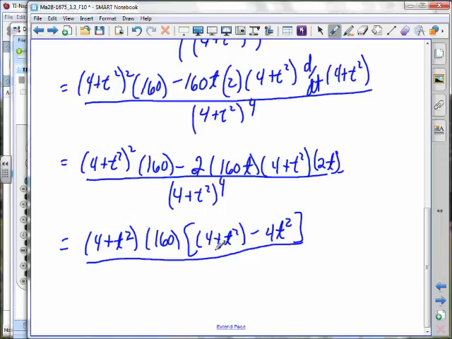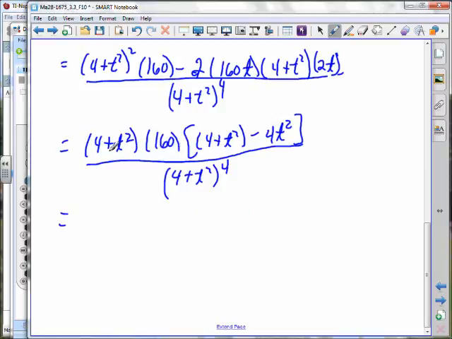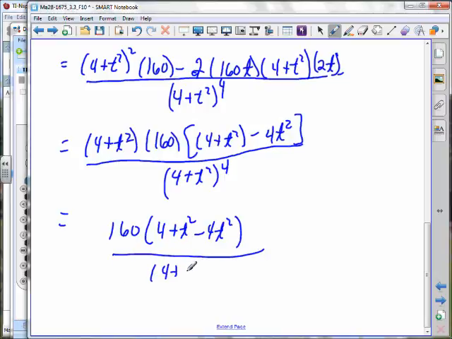I'll take that out. I have 1 left. I'll take the 160 out, and then I've got the 2 times 2 is 4. I have the t squared. I took that out. I think I've got that. I know someone's watching. I can take one of those away from here. So I have 160 times 4 plus t squared minus 4t squared divided by 4 plus t squared cubed. You got to check this stuff. What happened to the t?